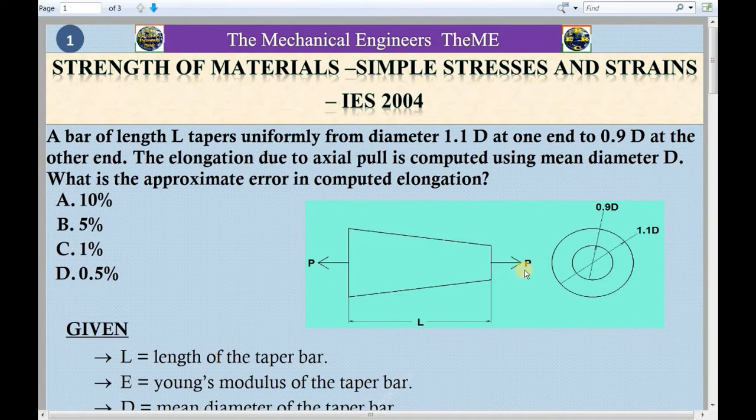Due to this application of load, the tapered bar will undergo deformation or elongation. So in this question, the elongation value is calculated by using the mean diameter value of the tapered bar. But the elongation value must be calculated by using the bigger end diameter and smaller end diameter of the tapered bar. So the elongation value obtained by using the mean diameter of the tapered bar is wrong. So in this question, we have to find the percentage error in the elongation value obtained from the mean diameter of the tapered bar.